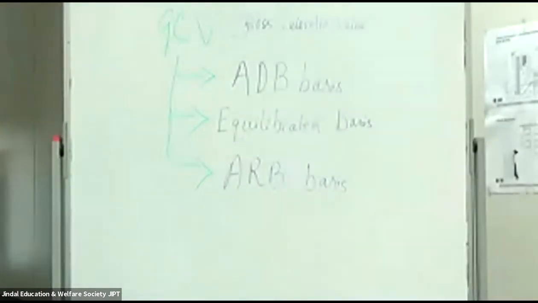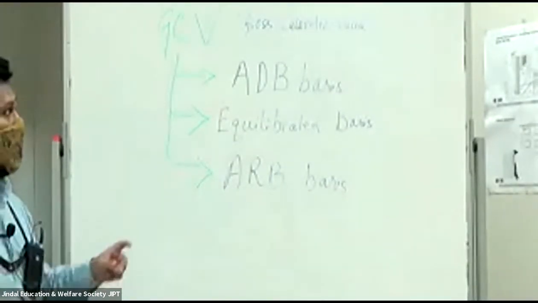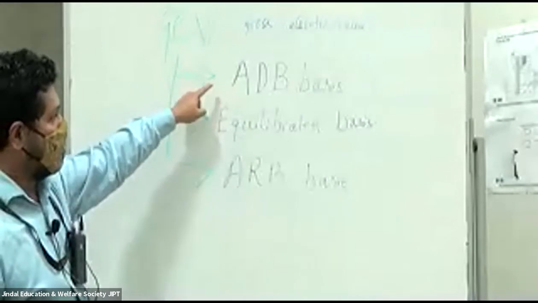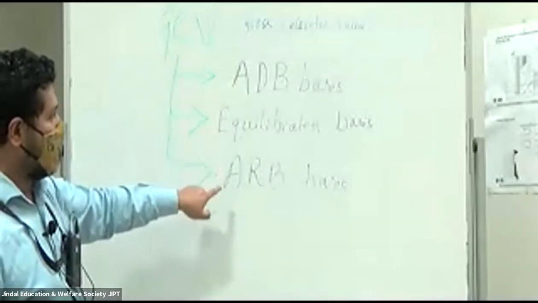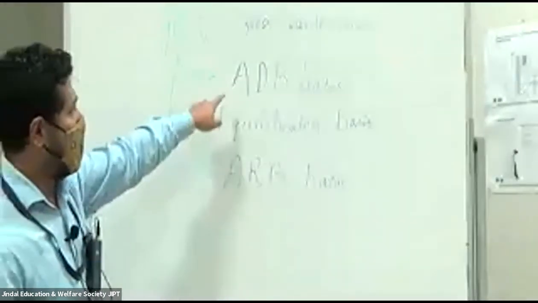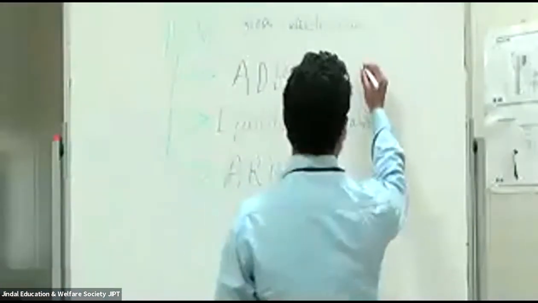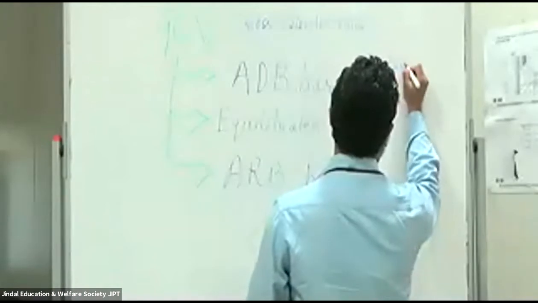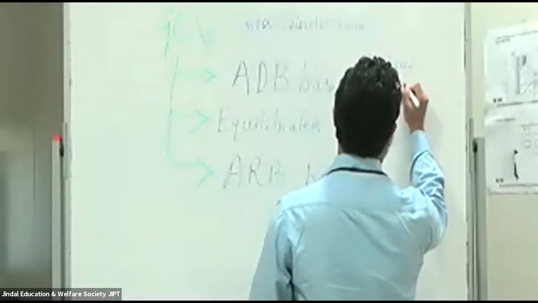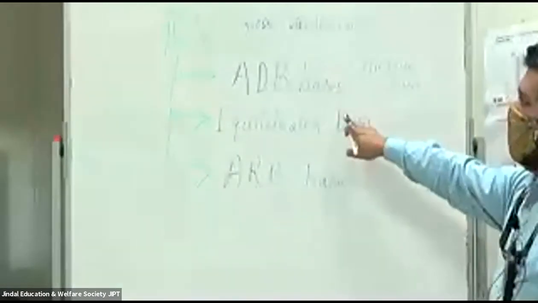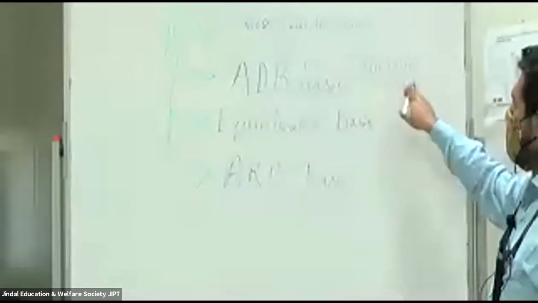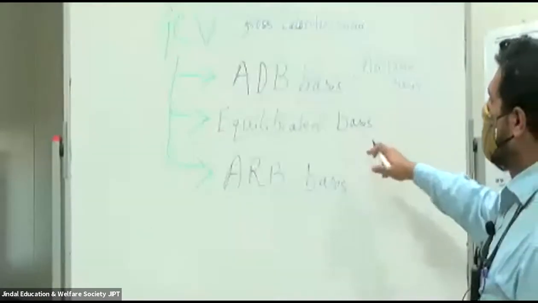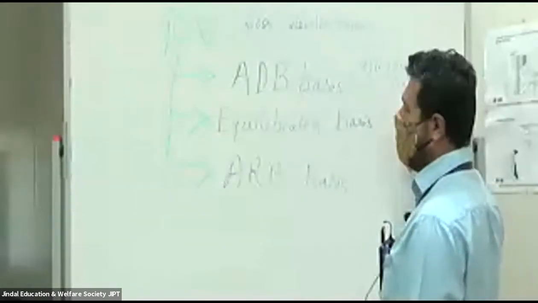There are three methods of GCV computation. One is ADB basis, second is equilibrated basis, and third is ARV basis. ADB basis, the full form of ADB basis is air dried basis. Second is equilibrated basis. It is mainly commercially termed as 60-40 basis.